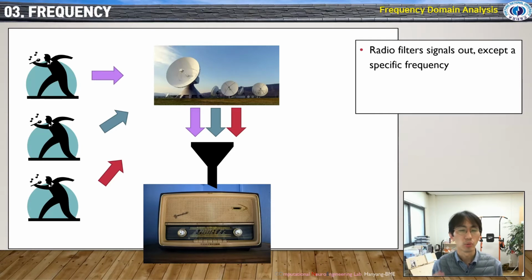When you are listening to radio signals, there are lots of signals coming into the radio, but we can set the frequency of the signal that we want to listen to. Then we can filter out all the other signals and listen only to the signal that we want. This is how we utilize frequency in our real life.